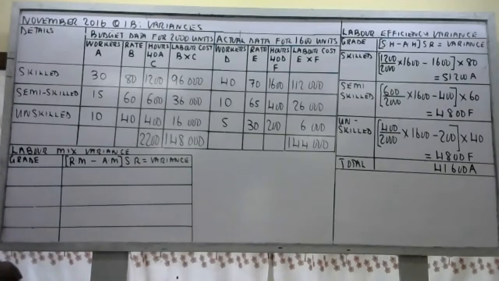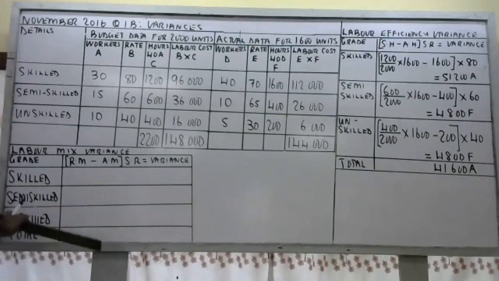So let us start with the skilled. Then later on, we will come to semi-skilled. And finally, we will have the unskilled, so that we will have the total.